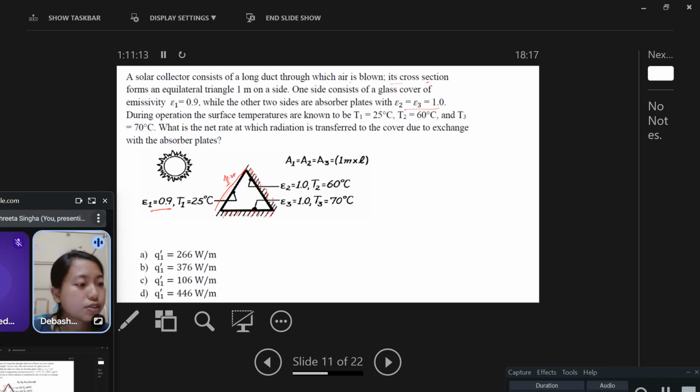During operation, the surface temperatures are known to be T1 equal to 25 degrees Celsius, T2 is 60 degrees, and T3 is 70 degrees. What is the net rate at which radiation is transferred to the cover due to exchange with the absorber plates? So what is the net radiation?